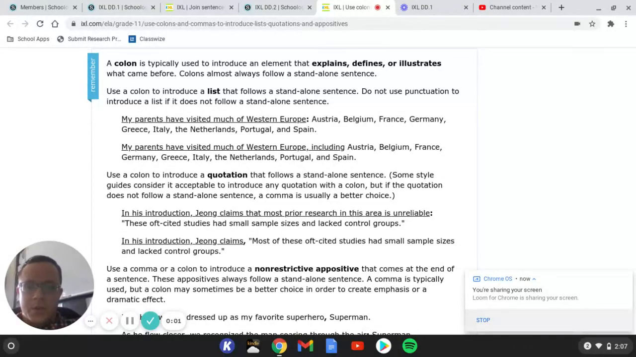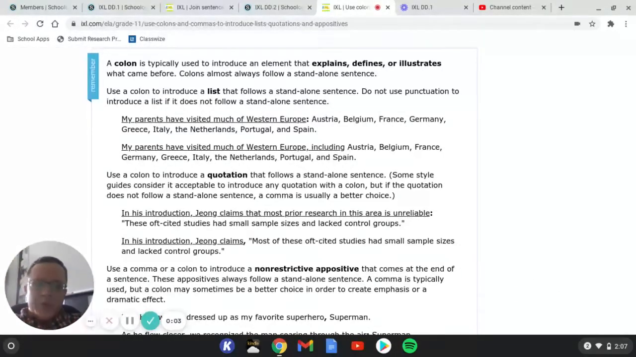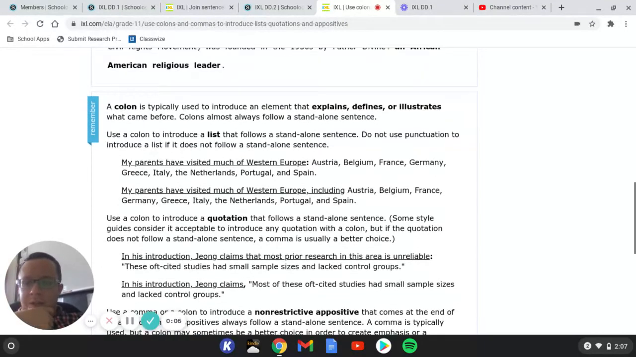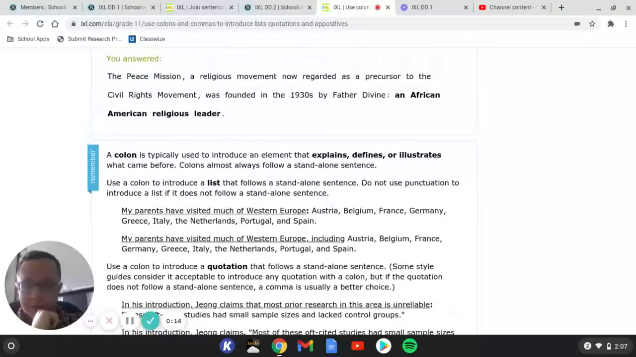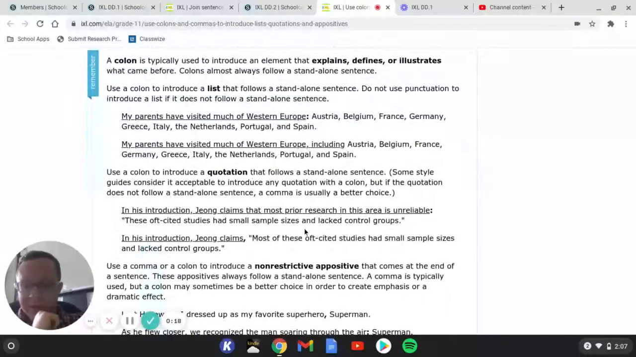Hey guys. So what we're going to be looking at today is DD.2. That is a continuation of the IXL that we did last week about colons and commas. This one is going to be specifically about introductory elements, right?